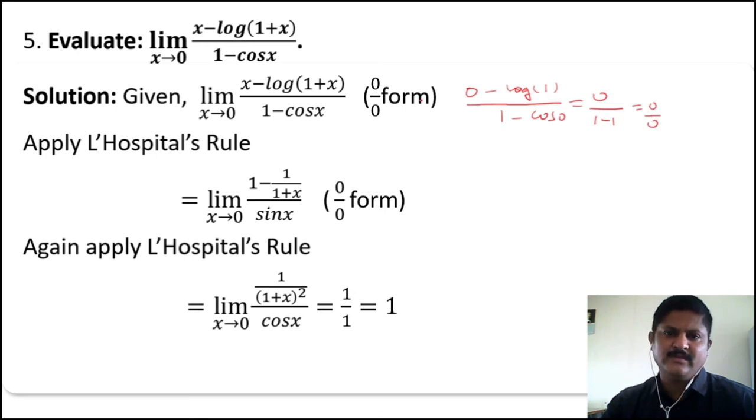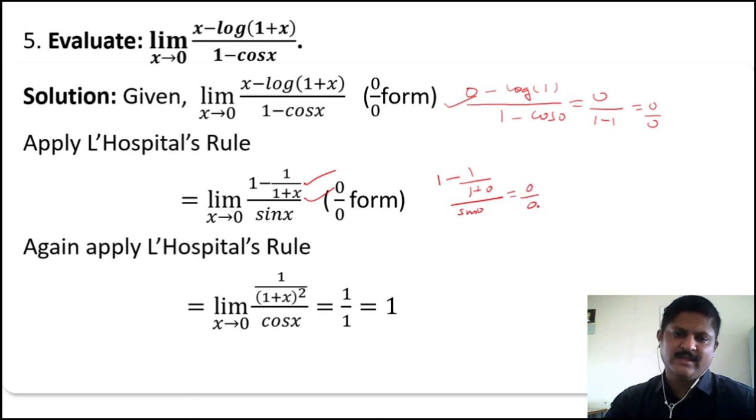This value is 0 by 0 form. Apply L'Hospital's rule. Therefore differentiate numerator, that means differentiation of x is 1 minus differentiation of log of 1 plus x is minus 1 divided by 1 plus x. Differentiation of 1 is 0 for minus cos x, which is nothing but sin x. Definitely again apply limit as x tends to 0, which becomes 1 minus 1 divided by 1 plus 0 divided by sin 0, which is nothing but 0 by 0, again 0 by 0 form.